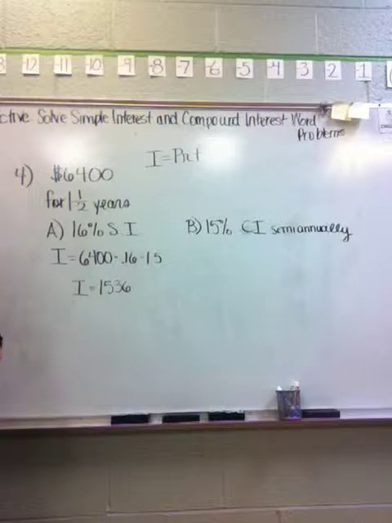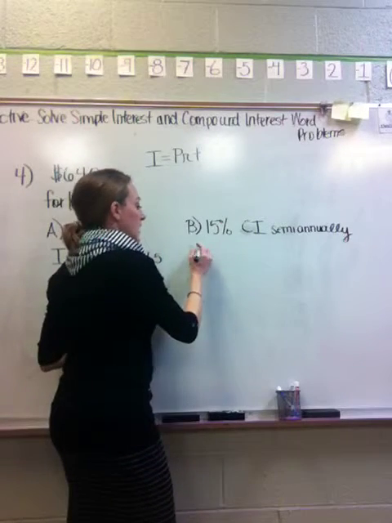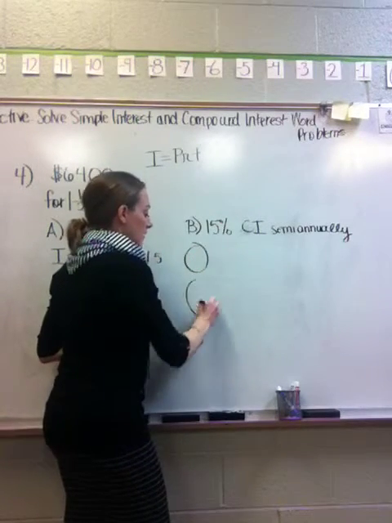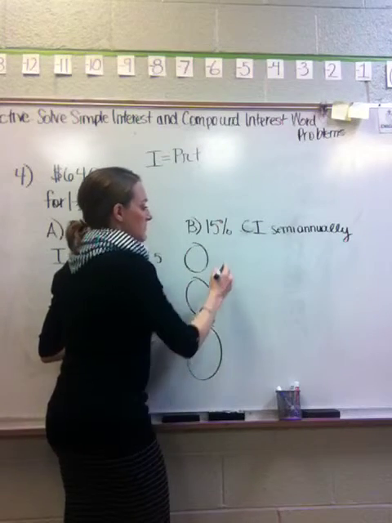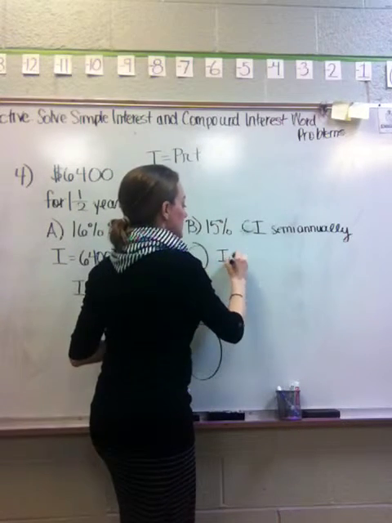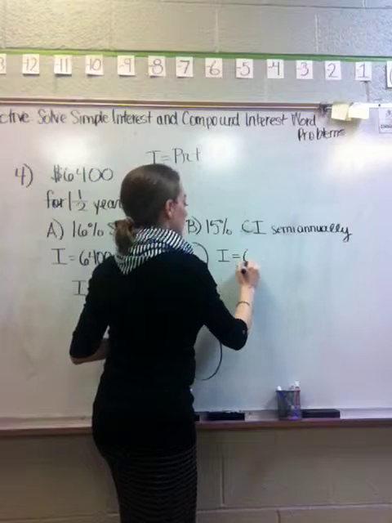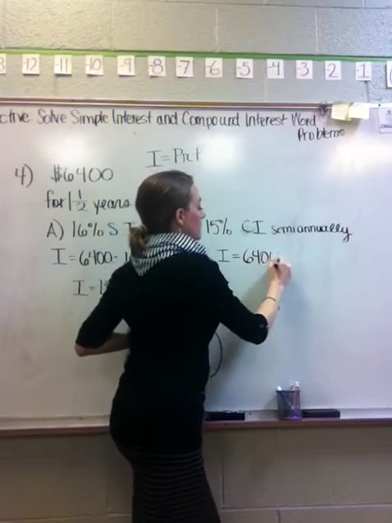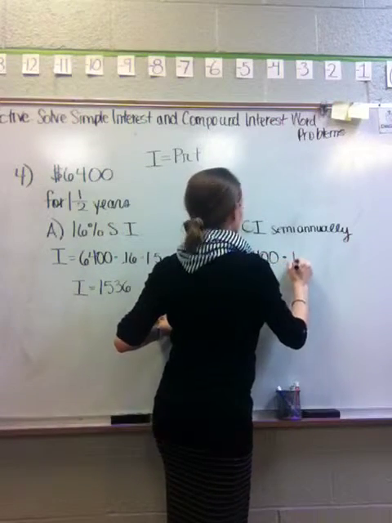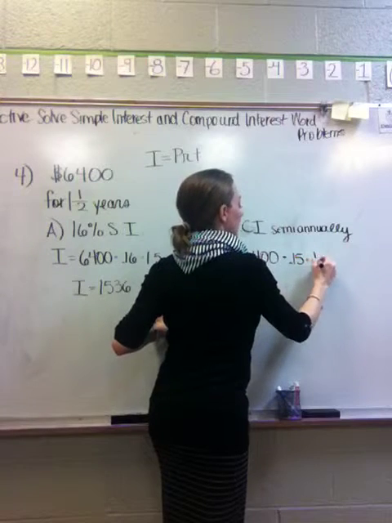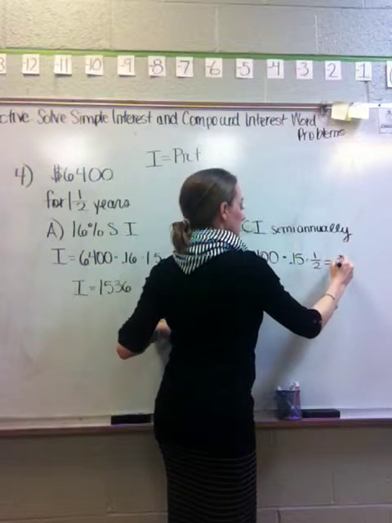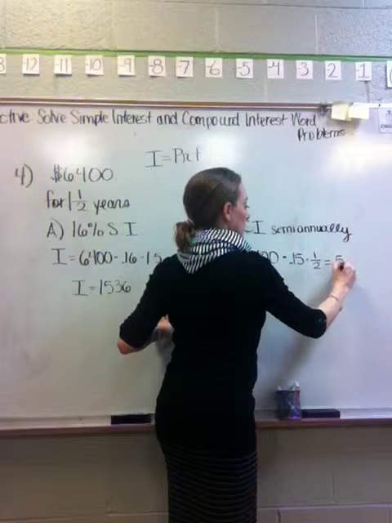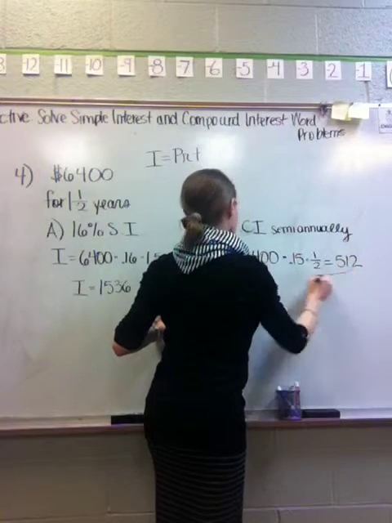Okay, let's look here. All right, I'm going to have 3 compounds. So I'm going to have one snowball, one that's a little bigger, and one that's even bigger. So I have my interest is equal to my 6400 times my 0.15 times half. What's that equal? 512. So I add it.